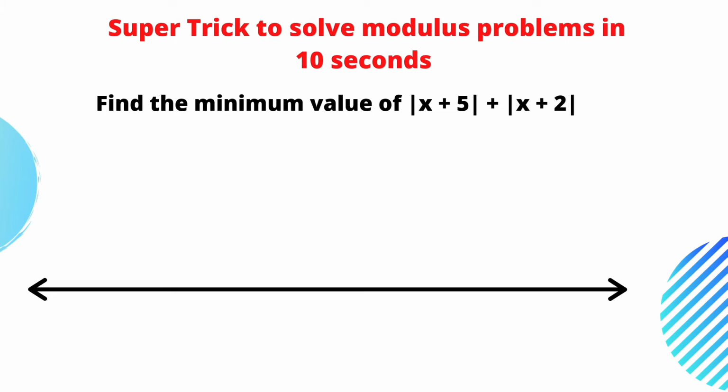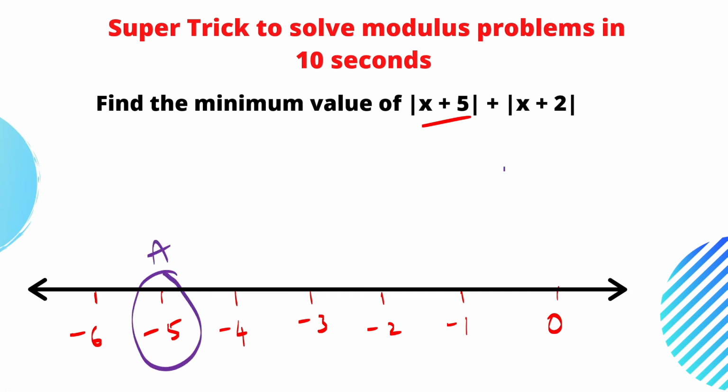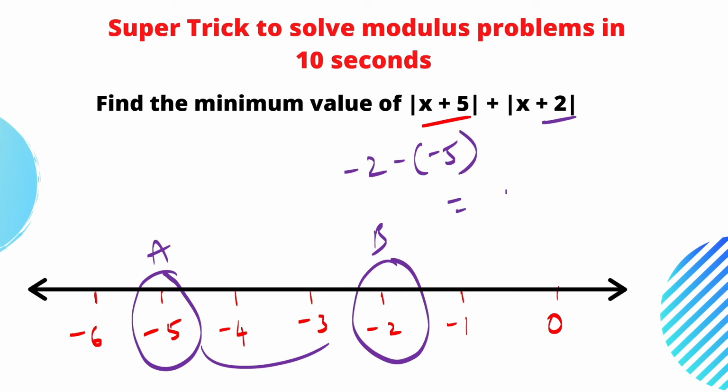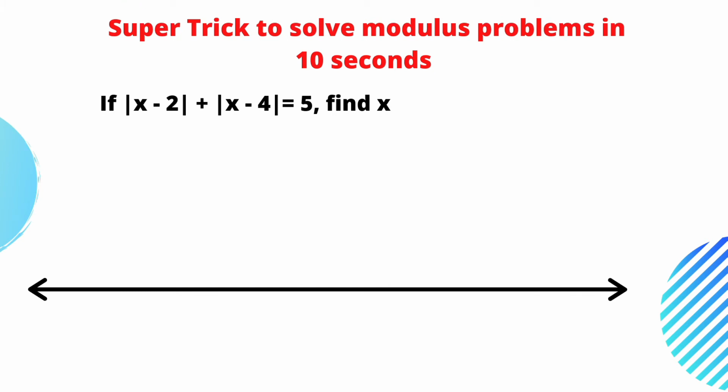So what is the minimum value of modulus of x plus 5 plus modulus of x plus 2? Now where is a? A is at minus 5. Where is b? His friend is at minus 2. What is the difference? Difference is 3. So 3 is our minimum value. Very simple. And one thing, here 3 is the value.